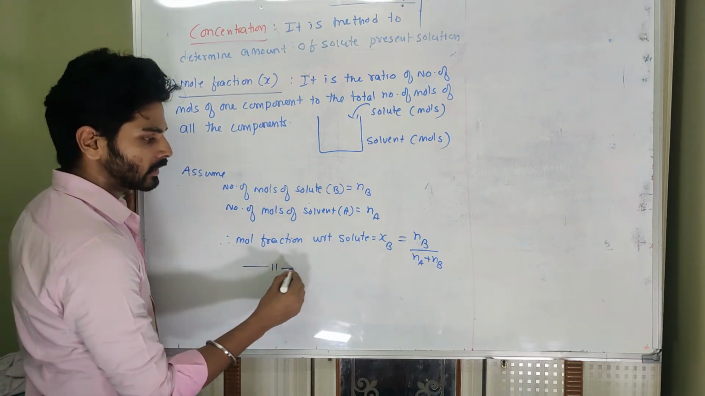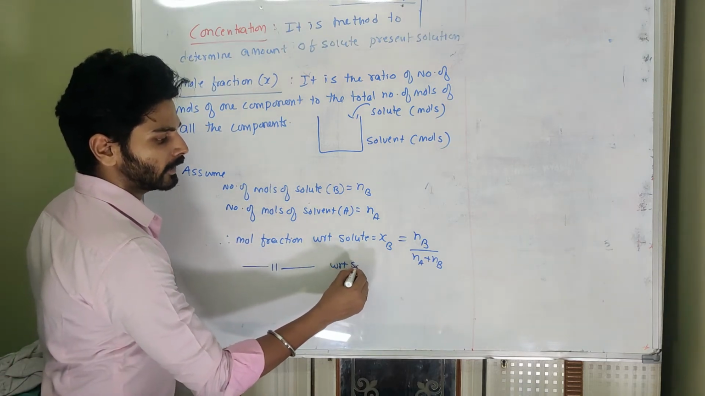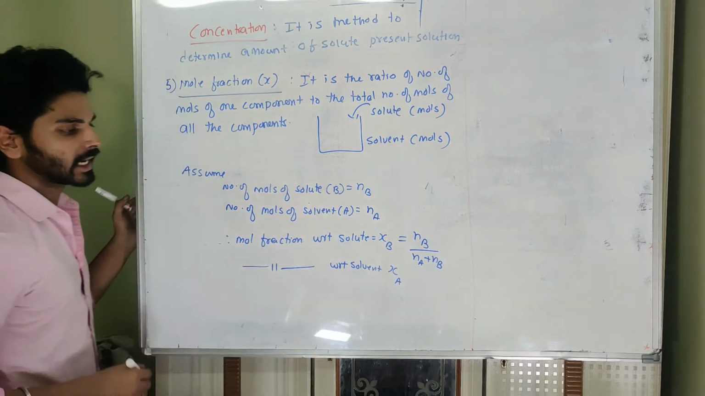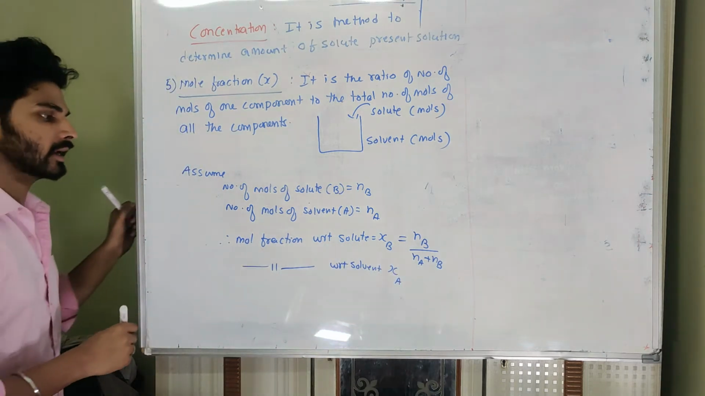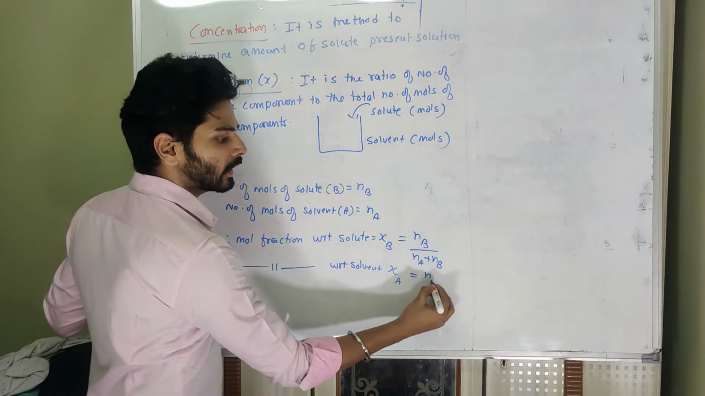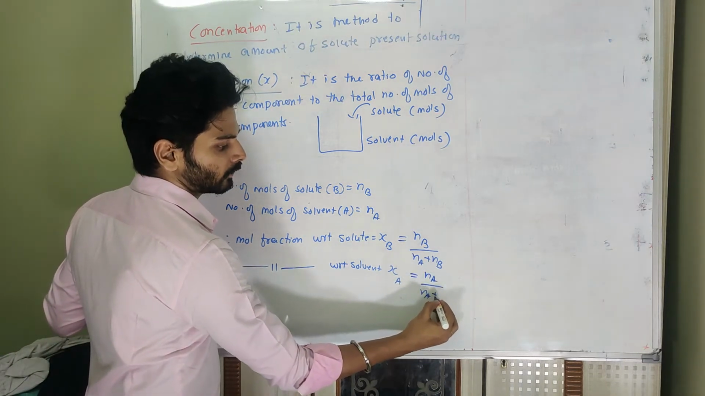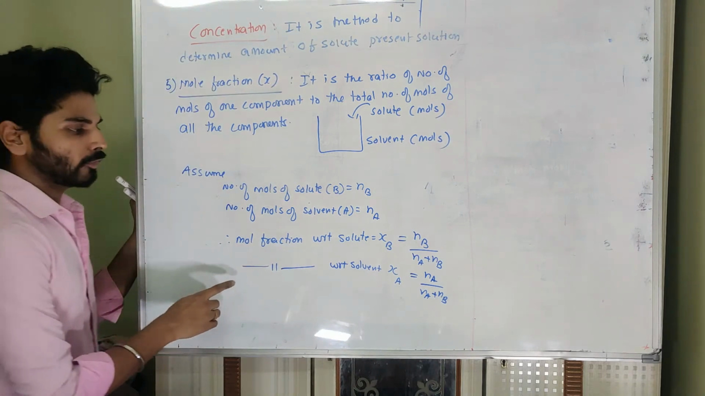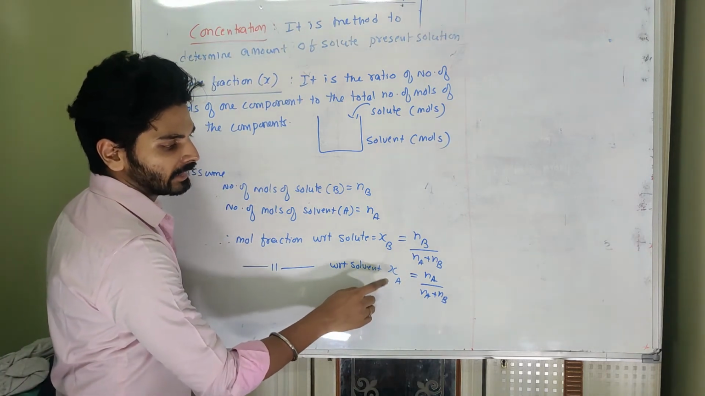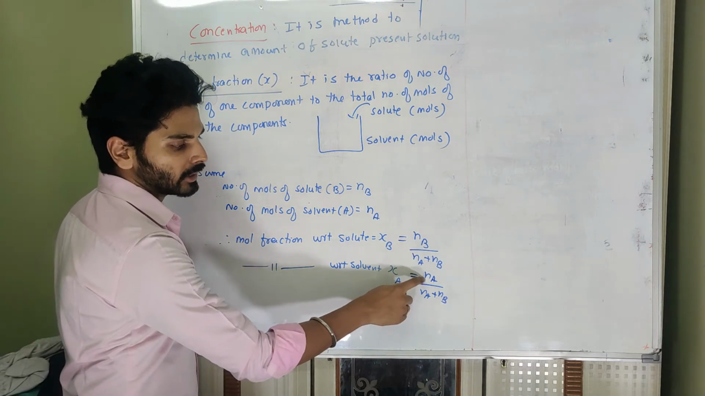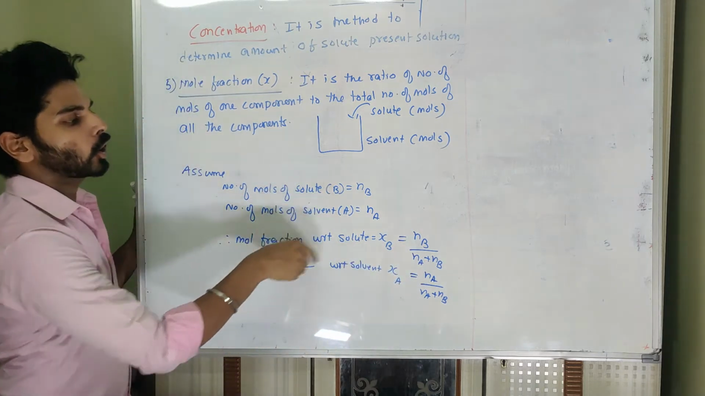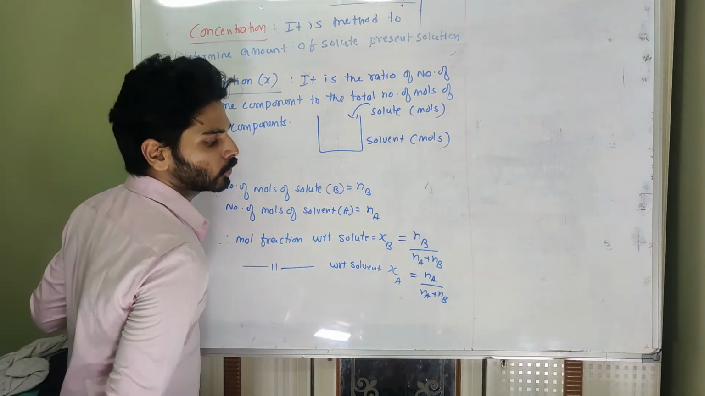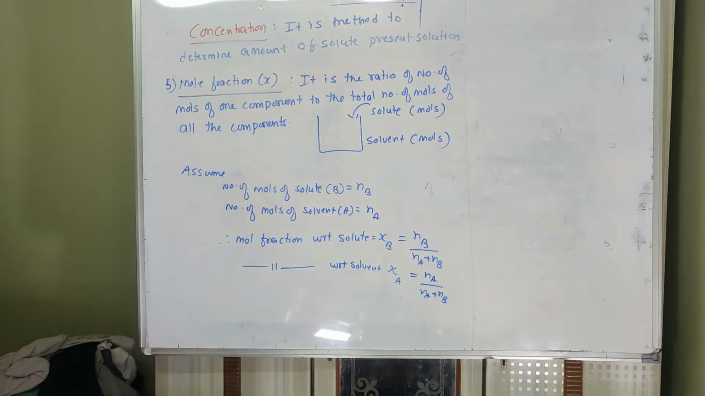Same thing can be done with respect to solvent. If you are doing with respect to solvent, then XA, remember X stands for mole fraction, with respect to A, that is solvent, then its mole upon total mole. Now the ratio becomes like this. For the mole fraction of whichever component you are taking, that component's mole will be in the numerator, and in the denominator, the sum of moles of all the components can be put.